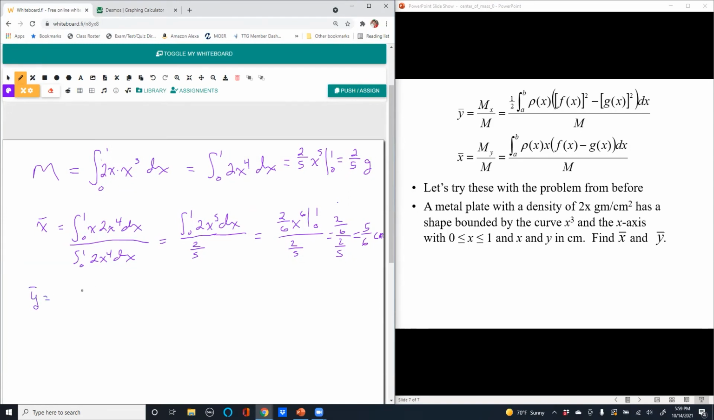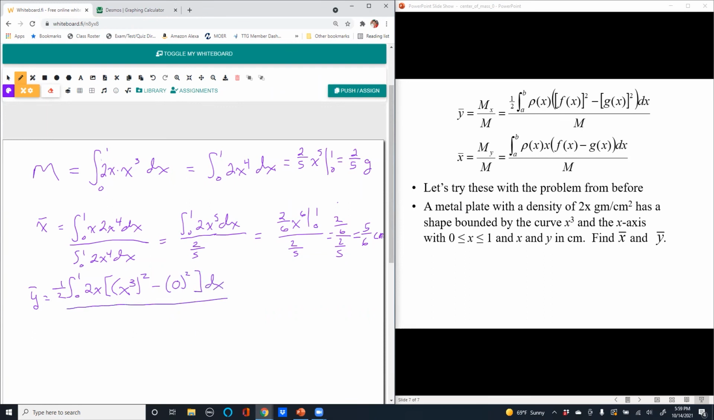Y bar. Now for Y bar, we'll go to the formula. Okay, like I said, you guys will have access to this. I want you to see how it's set up. So 1/2. The limits on this are still the same as the limits on the bottom. So whatever your limits were for the mass would be your limits for the top. And then we've got our density, so 2x. And then our function squared minus our bottom function squared. Remember, g of x is 0 in this case because y equals 0, or the x-axis is our lower function. 0 squared.